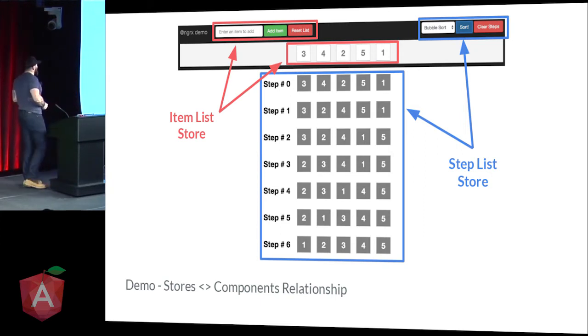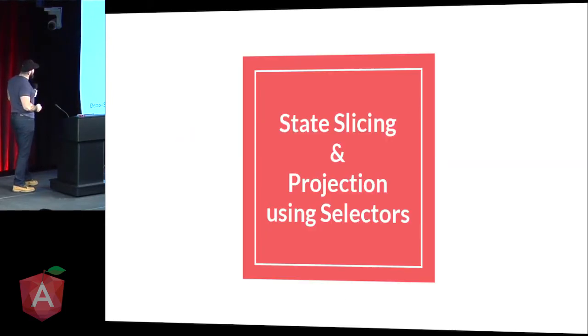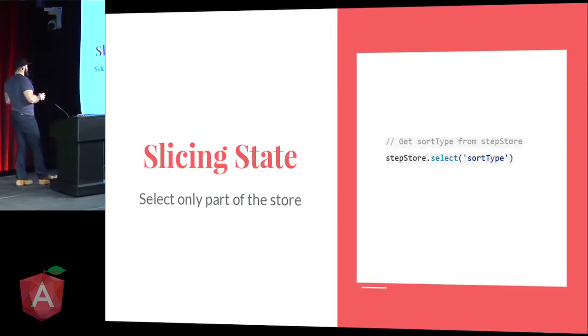So let's look at how, from this angle, we select what we want to display and how we do that. This is called state slicing and state projection, and for that we use selectors. Here we have very easy selectors; they can be much more complex. But basically, slicing state means that you take just what you're interested in. If you look at the way our store is composed, you have a sort type that is part of our step store. And here, by just using .select on my step store, I can pick whatever I want. So that's slicing state. This is immediately very simple.